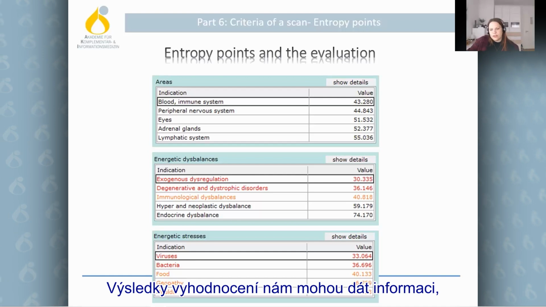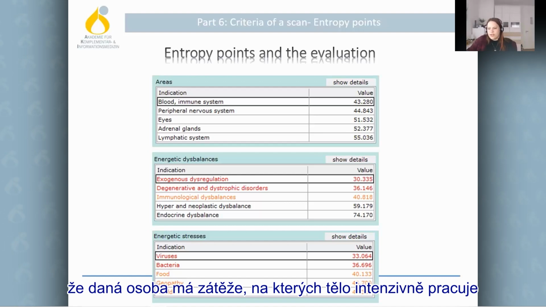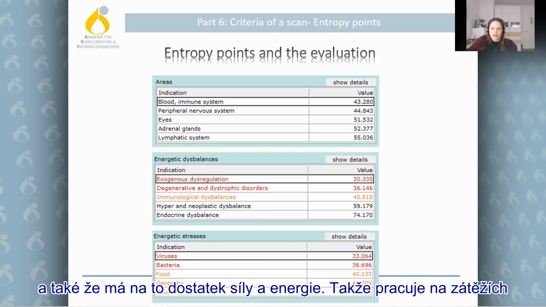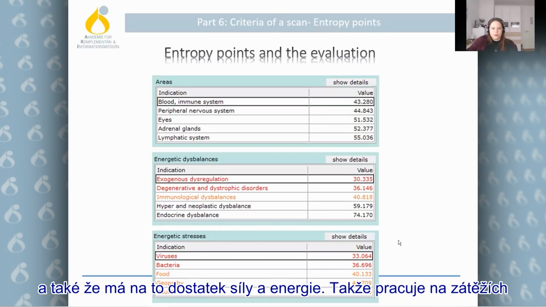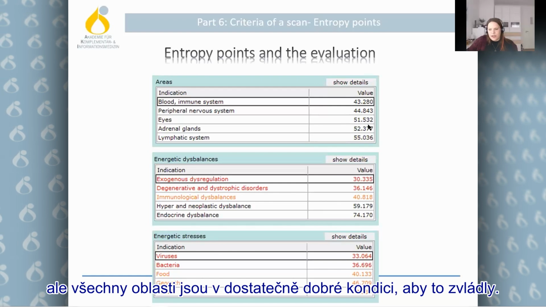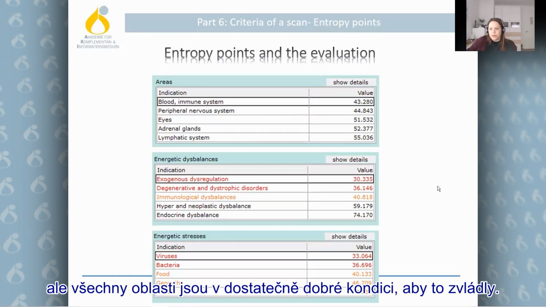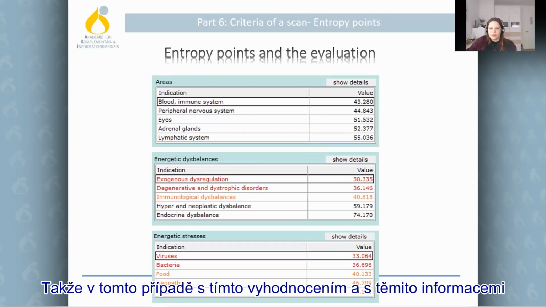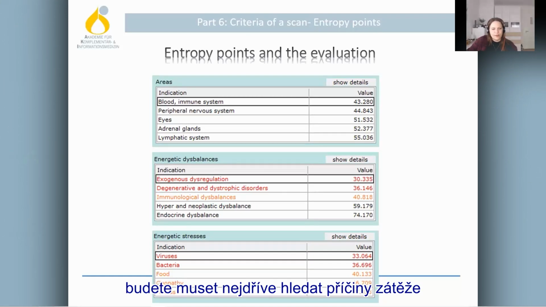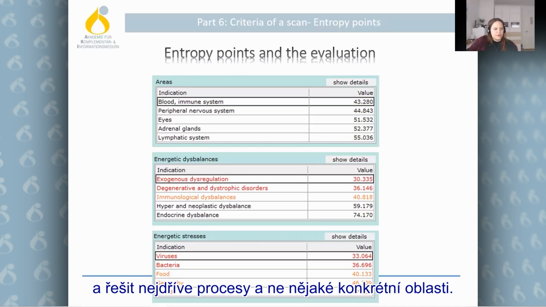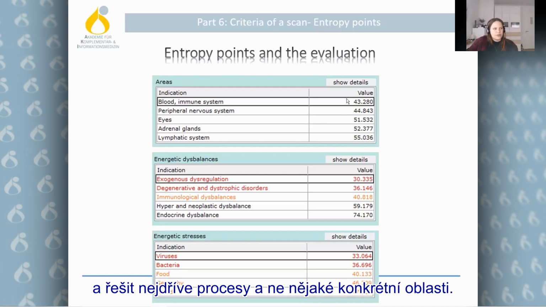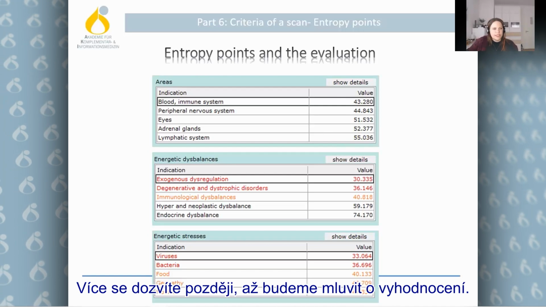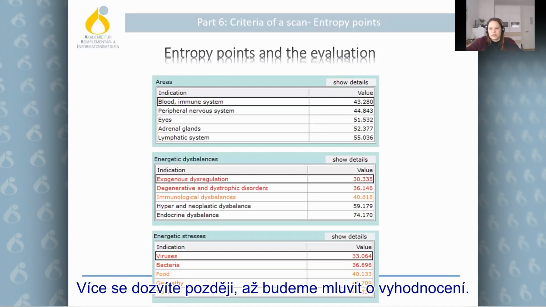The evaluation results can give you as information that the person has stresses against which the body is working very hard, but he also has the strength to do it. So it's working against the stressors, but all the areas are really good enough to work with it. In this case, with this evaluation information, you will have to start with the stressors first, to bring them out, to treat the processes and not to treat the areas first. You will see later other evaluations where you have it the other way around.